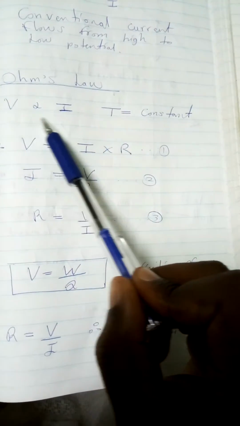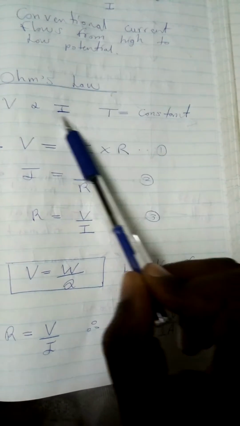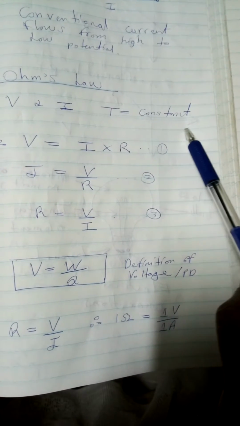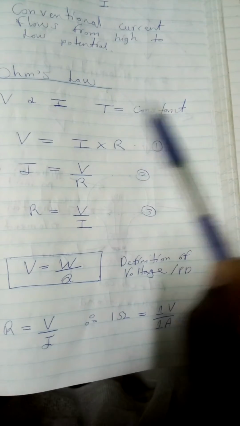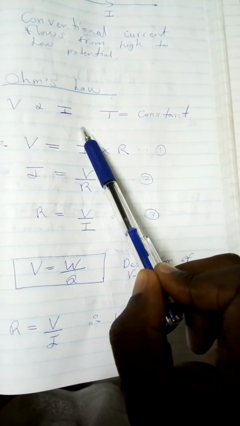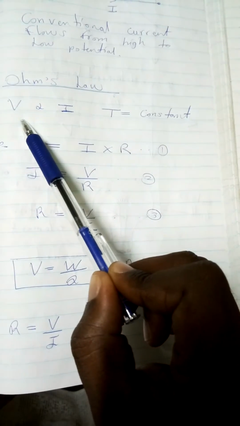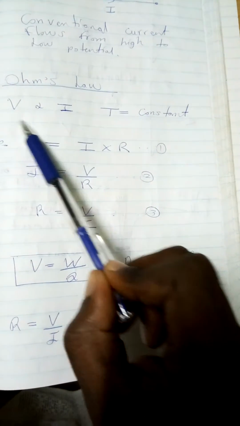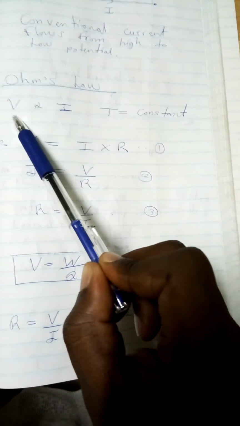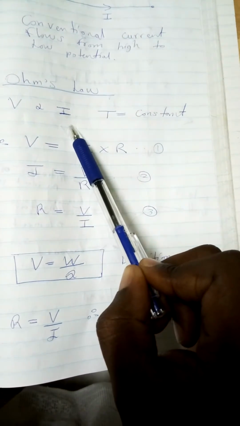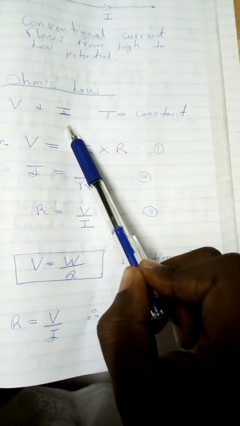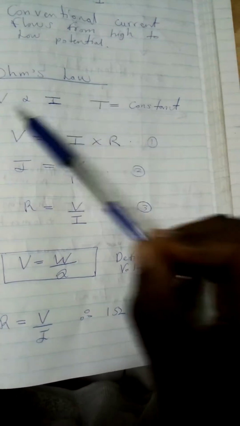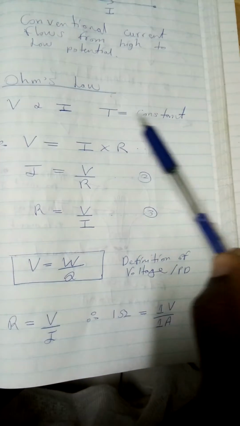This is a nice and easy way to remember Ohm's law. V is directly proportional to I, provided temperature remains constant. So long as the temperature is constant, this relationship is forever true. So if I double my voltage, my current should also double. If I triple my voltage, my current should also triple. If I quadruple my voltage, my current should also quadruple. So voltage is directly proportional to current. Now, voltage and potential difference is one and the same thing. So we'll be using those two terms interchangeably.